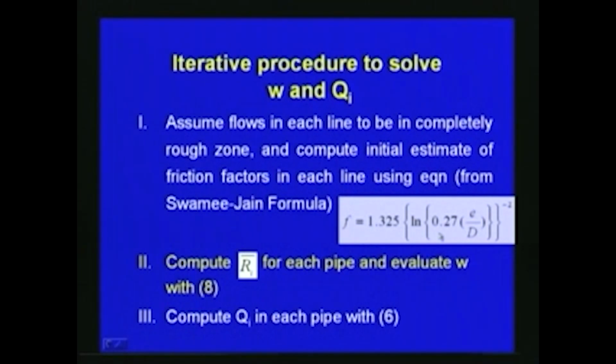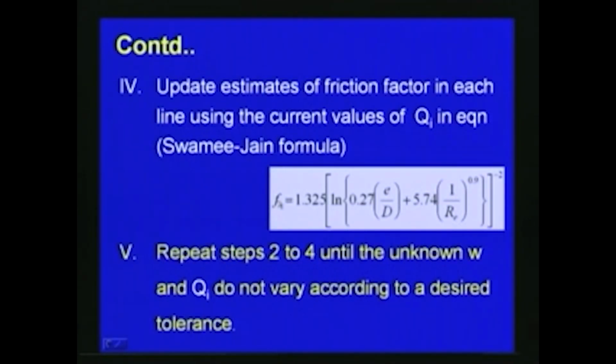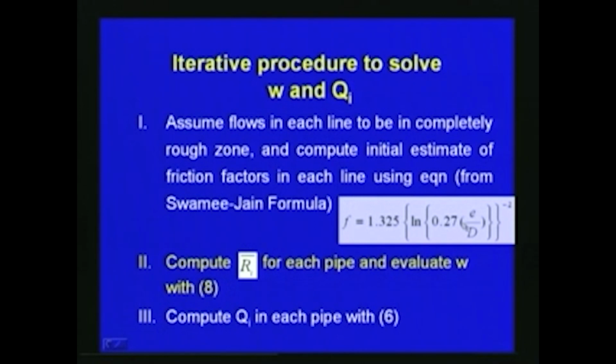Since the discharge is not known, we initially use a part of the Swamee and Jain formula. The original Swamee and Jain formula for friction factor is given like this, but in the first iteration we do not know the velocity through the pipe or the discharge through the individual pipe. So, Re is not known, and that part is deleted. For the initial approximation we write f is equal to 1.325 into natural log of 0.27 e by D, all to the power minus 2, as in this equation.